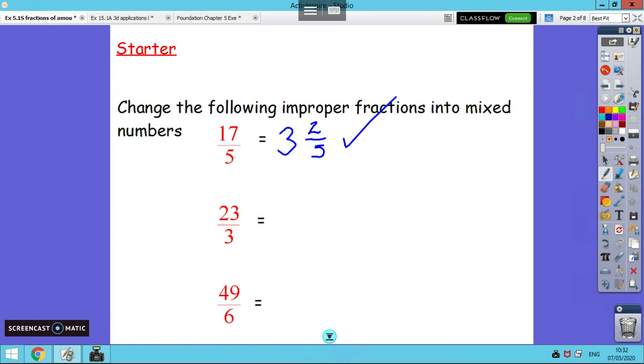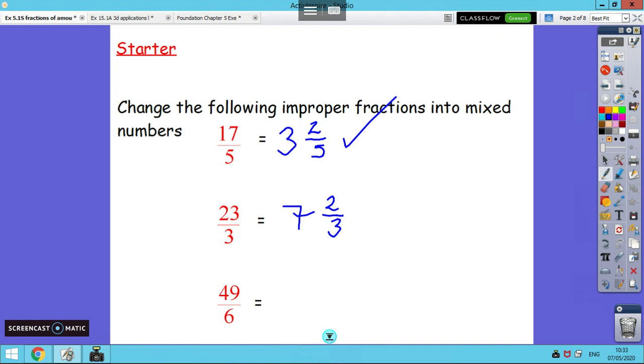Now, how many 3s go into 23? Well, if we do our 3 times table, I think we get to 21 before we can go any further. So 3 times 7 gives us 21. So 7 is our whole number part. 21 up to 23 is a remainder of 2. And then obviously your denominator is 3.